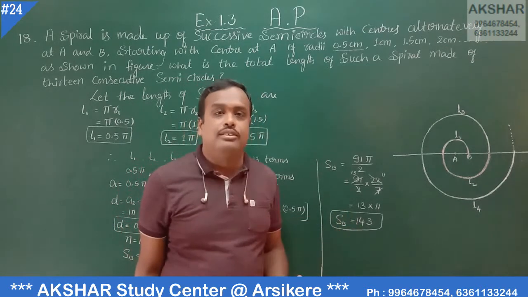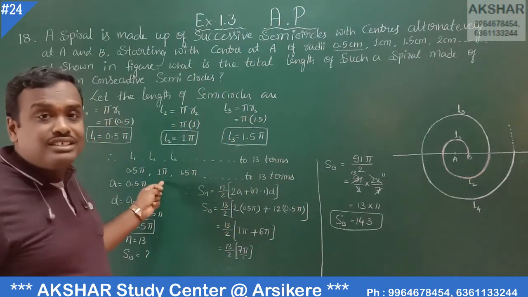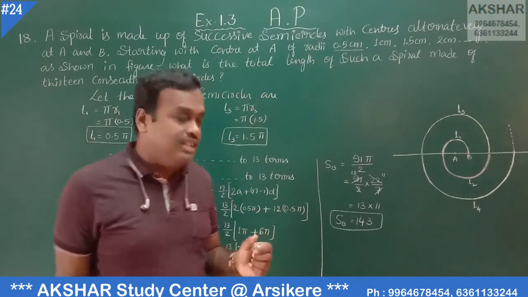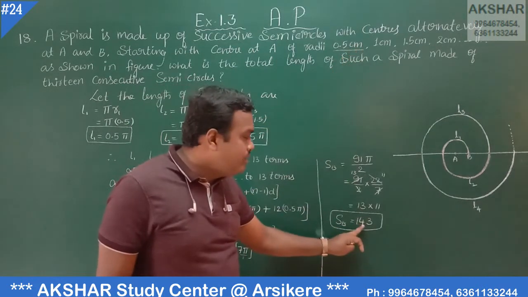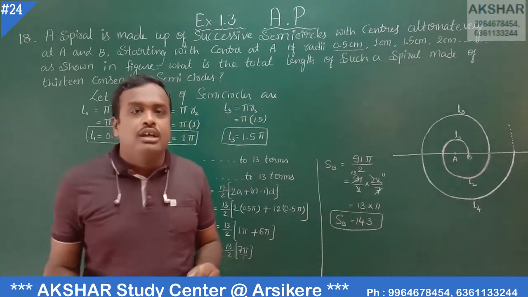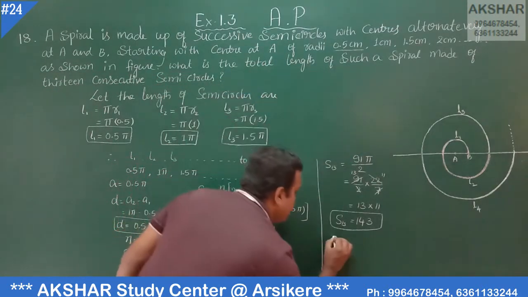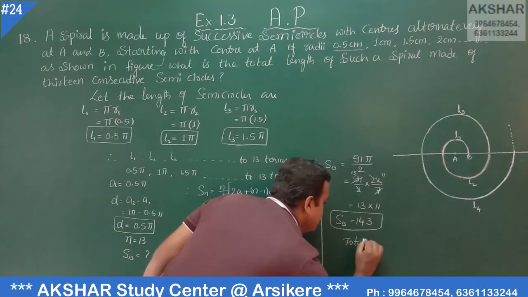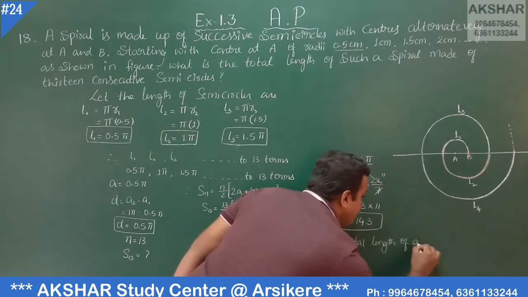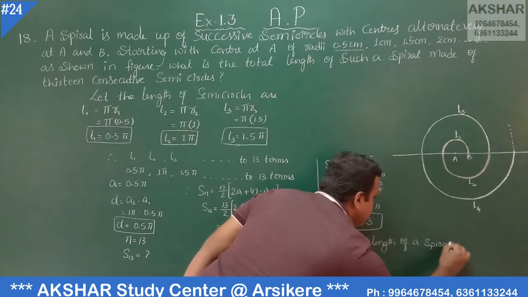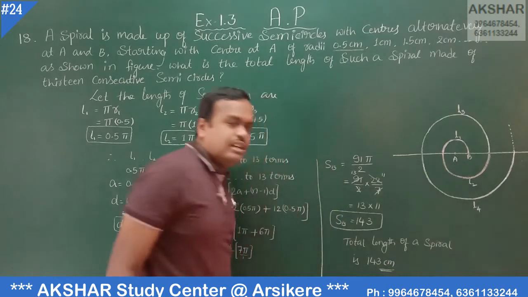What does it mean, children? S13 means sum of 13 terms. Here terms are there. What are these things? These are the lengths of semicircles. That means 143. What is the unit they are given here? Centimeter. Therefore, 143 centimeter is the total length of the spiral. Got it, children? Therefore, the total length of a spiral is 143 centimeter. This is the solution, children.